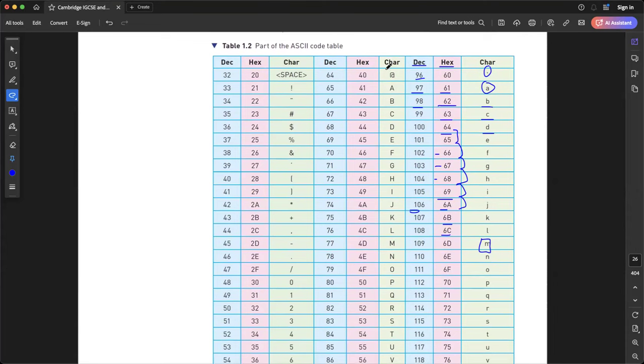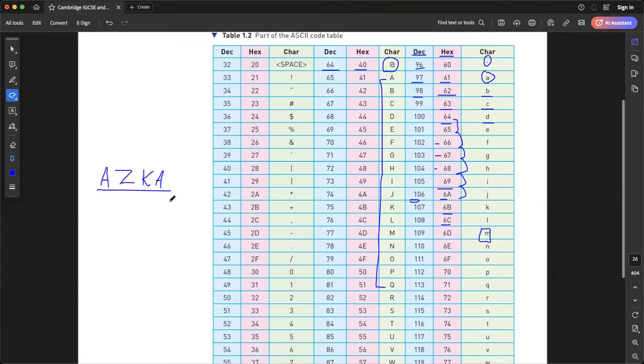Let's talk about some special characters. Look, the at sign in hexa is 40, and in decimal it is 64. And look, these are the capital letters. So if I write your name in capitals, look, I'm writing in capitals. Can you convert it into ASCII code?